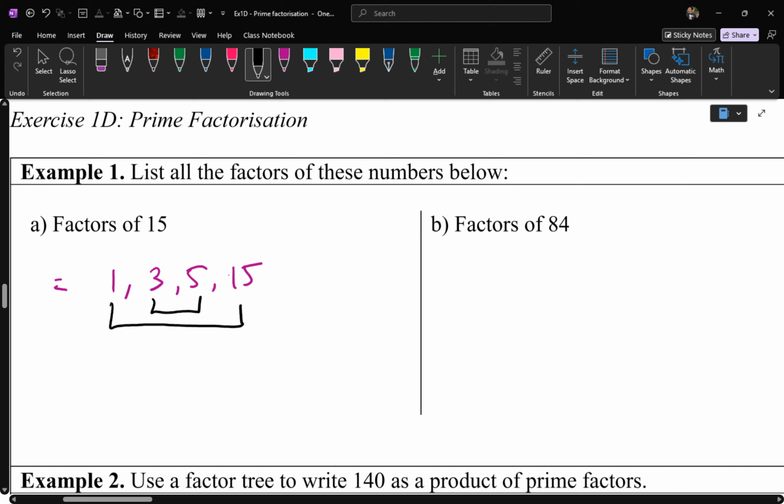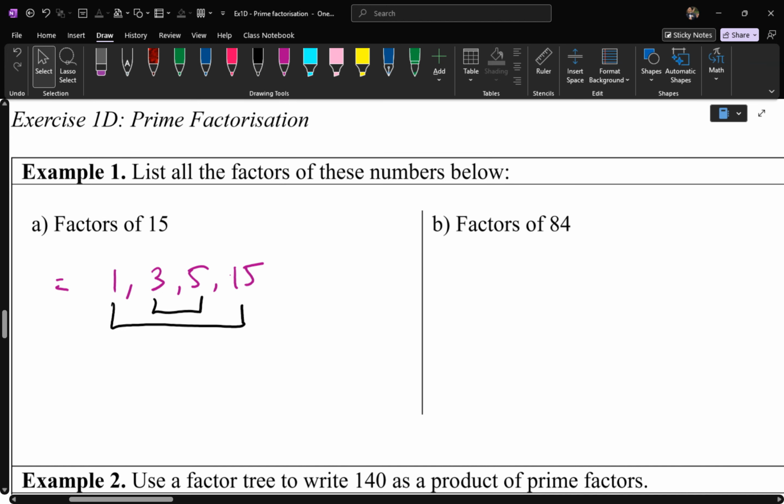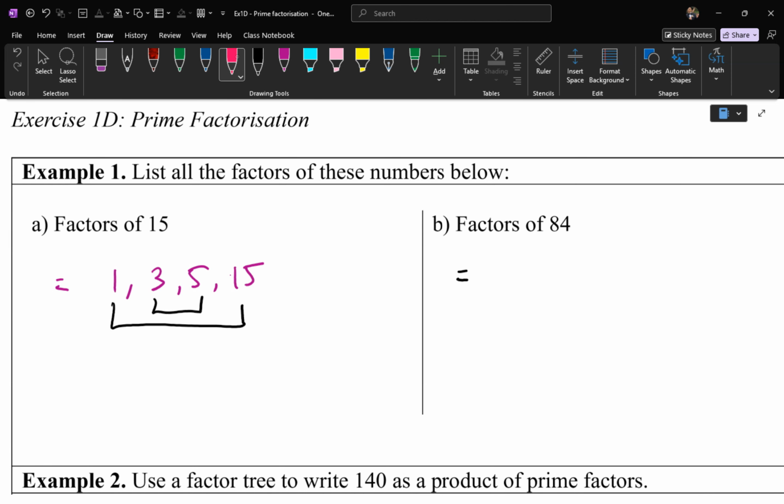Let's do the same thing. Pairs of factors of 84. Think of numbers that multiply to give you 84. Let's go. Give me the most obvious number at the moment. 84 is an even number, so a factor must be 2. But 2 times what will give you 84? Double of what? 42. So I know that 42 is a factor. Can you see what I'm doing? I'm just finding numbers that multiply to give you 84.